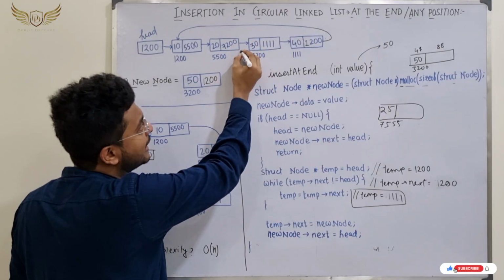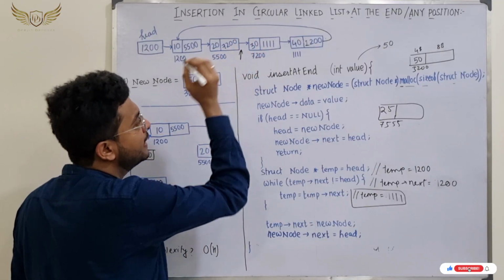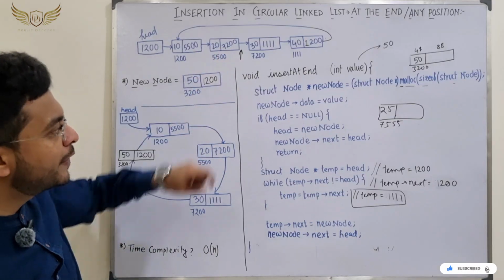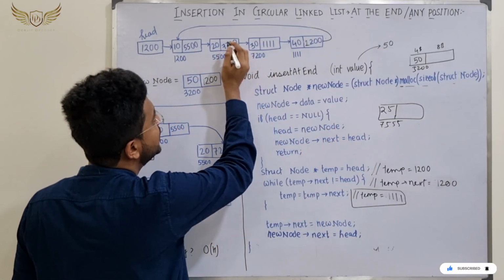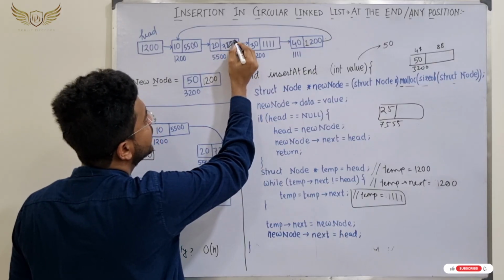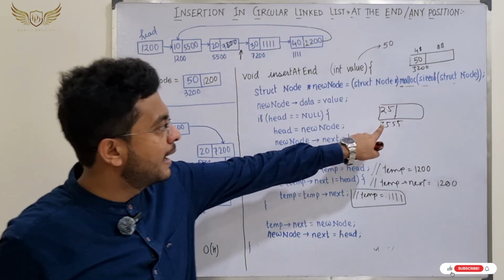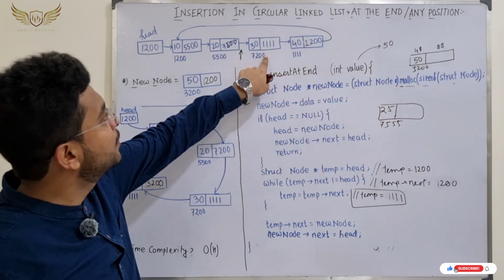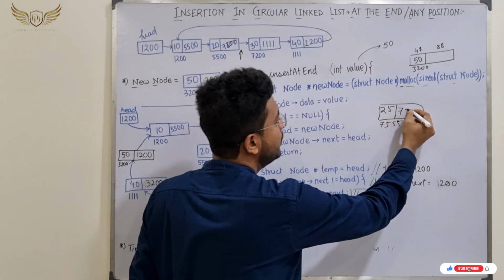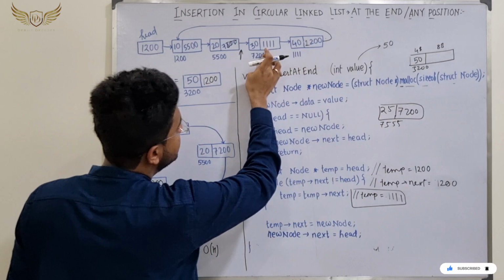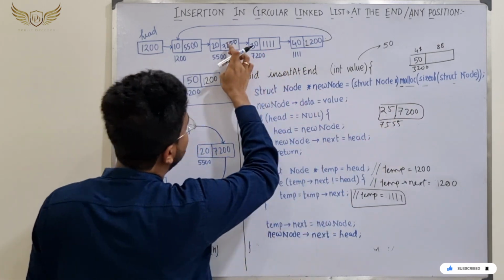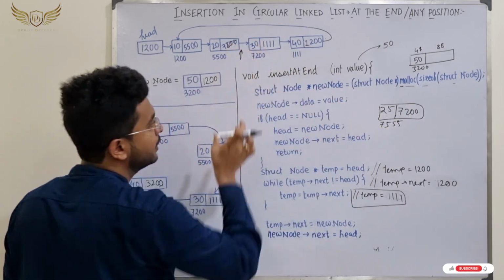Now if it is getting inserted here, this should be modified with what? This should be modified with 7555. So this should be changed with 7555 like that, and this should be modified with the address of this one. So this should be 7200. Then it will be inserted, because it is holding the address of this node which is coming after this, and this is holding the address of this node which is coming in between.